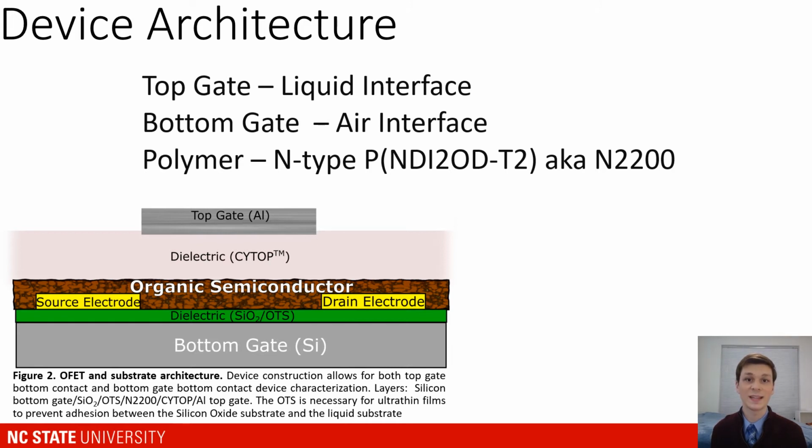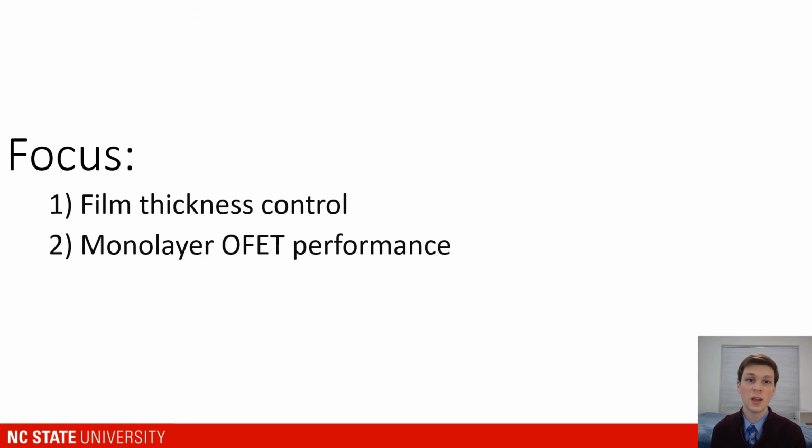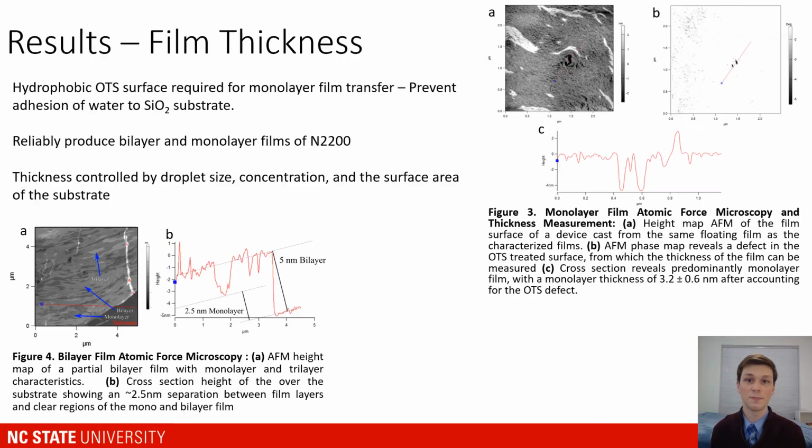In this work, we cast N-type N2200 films and transferred them onto OTS-treated patterned OFET substrates, compatible with both top and bottom gate configurations. The goal of this study, then, was to understand the mechanisms through which we can control the film morphology and thickness, and more importantly, understand the influence of FTM on the electrical performance of ultra-thin film devices down to the monolayer regime.